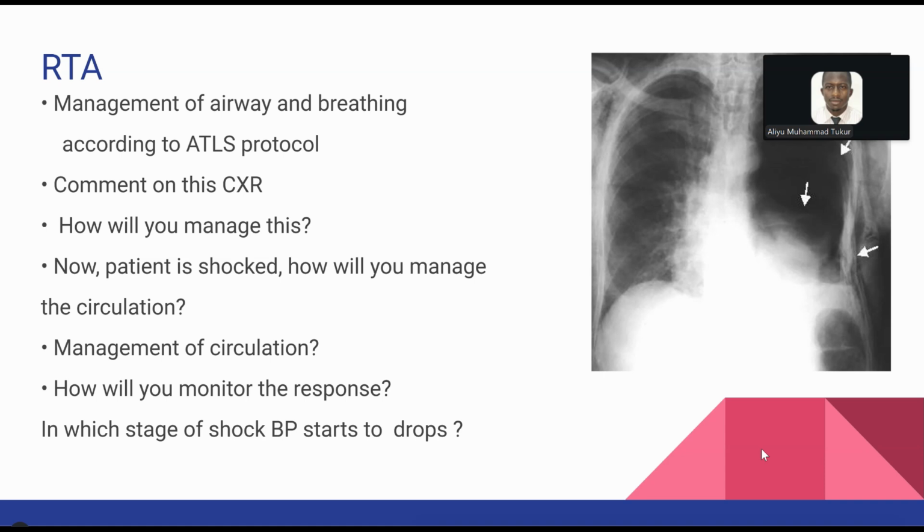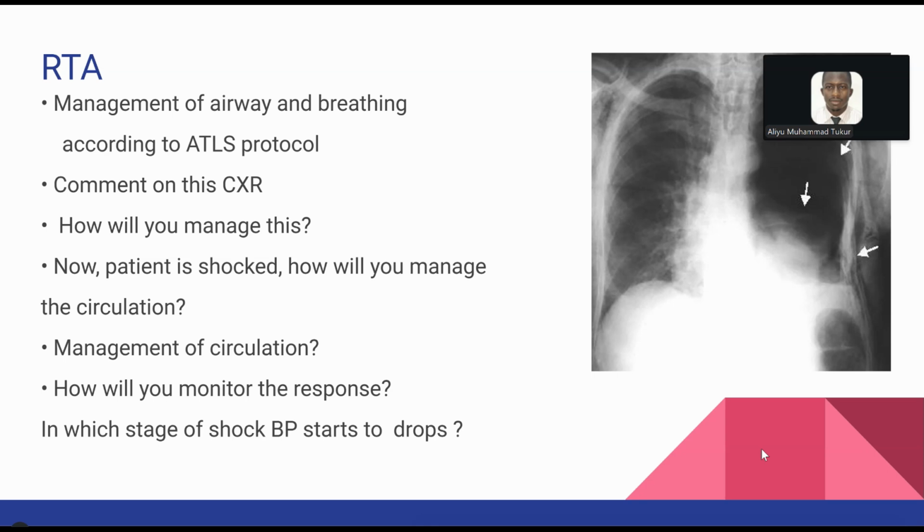There may be gurgling sounds. There may be stridor, difficulty in breathing. It may be an indication that there is a foreign body, or the tongue has fallen back and blocked the upper airway, or there may be fractures of the facial bones, the maxilla also. So that can be the case. So that is the assessment.